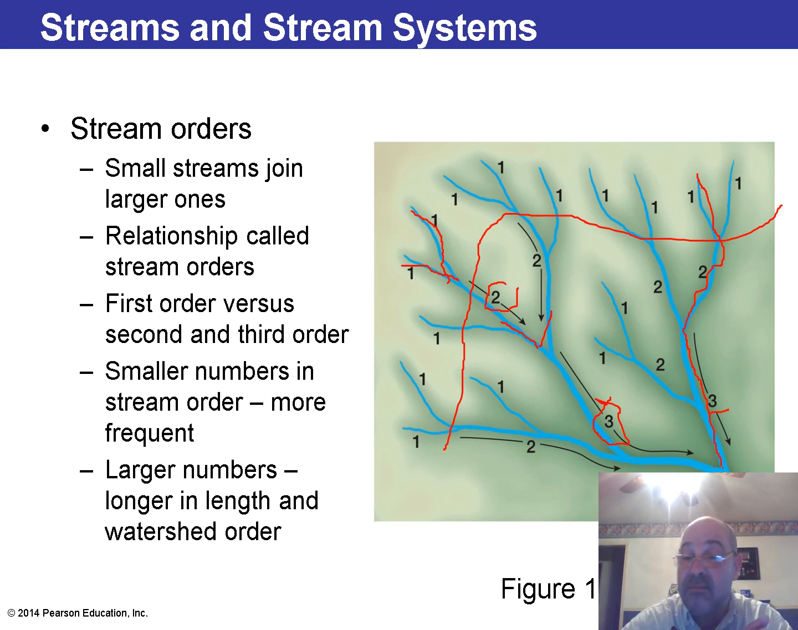Now, got to be careful though. Some people think, oh, the bigger the order, the bigger the river, or the bigger the stream. Not necessarily. We have what we call exotic streams. And believe it or not, exotic streams have no tributaries. Therefore, they are of order 1, even though they're a very large stream. For instance, the Nile. No tributaries. It's a stream order of 1, but it's a big river.